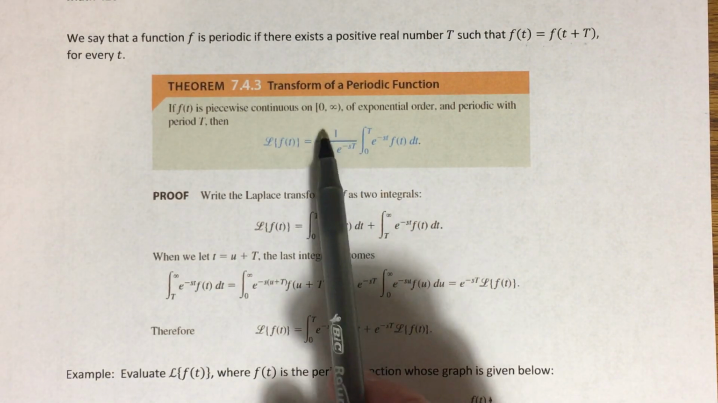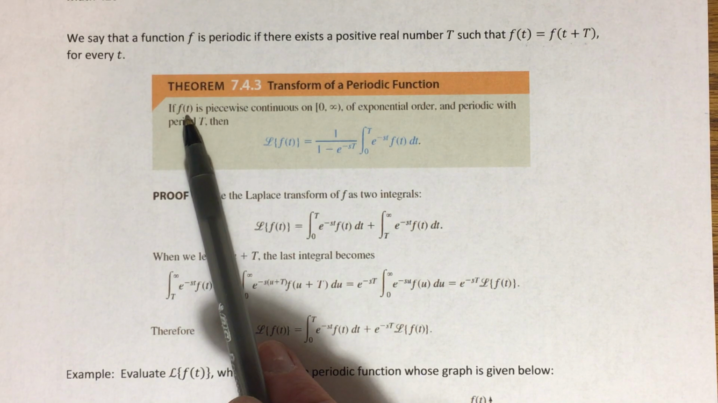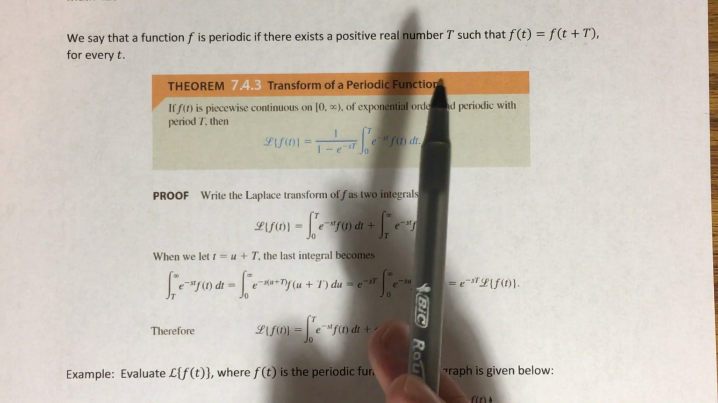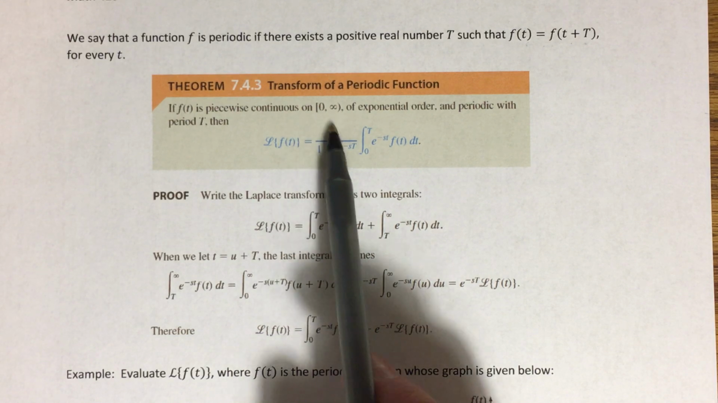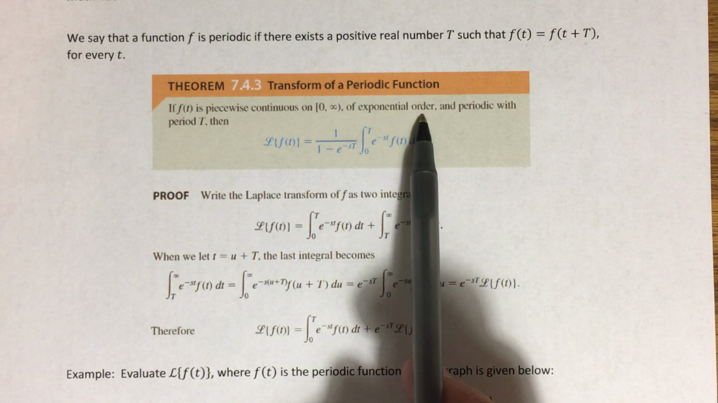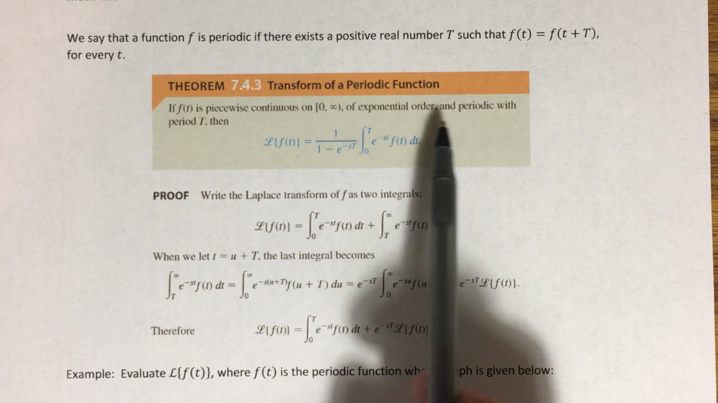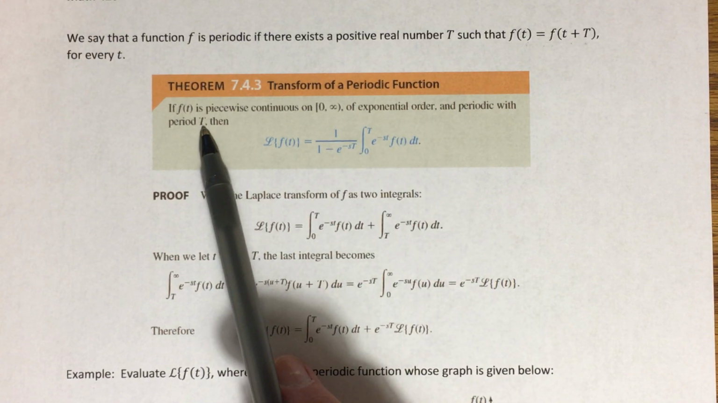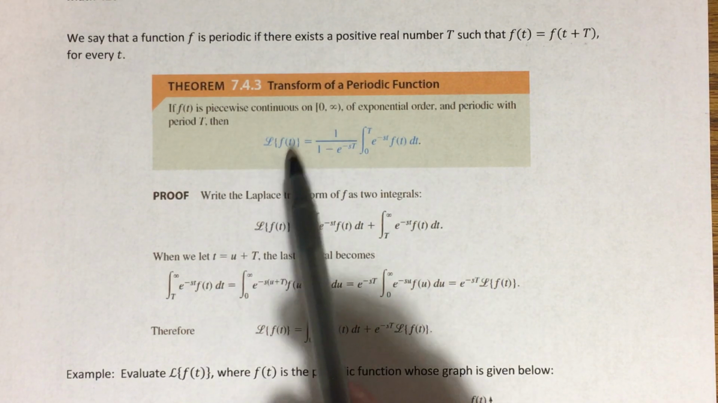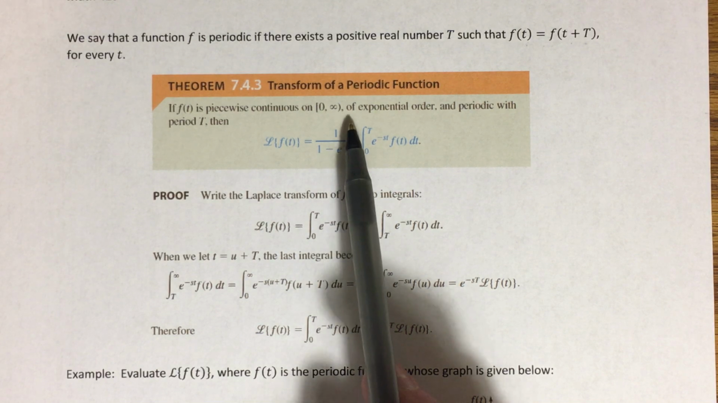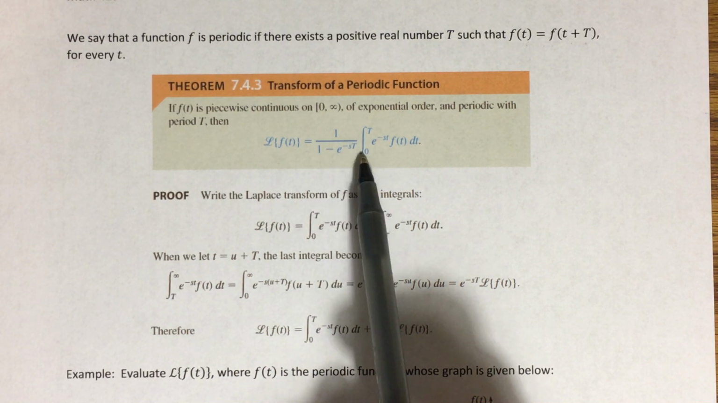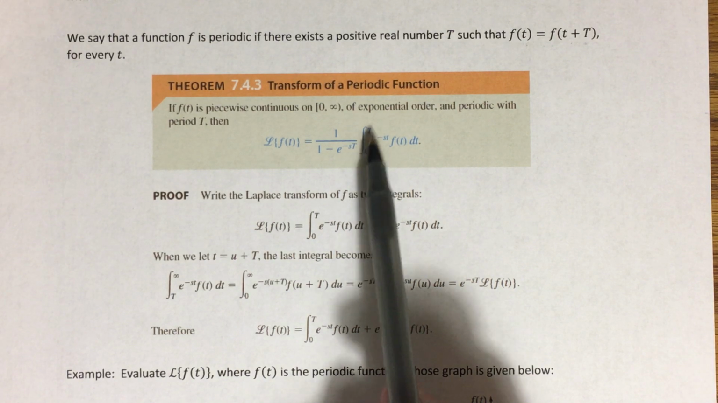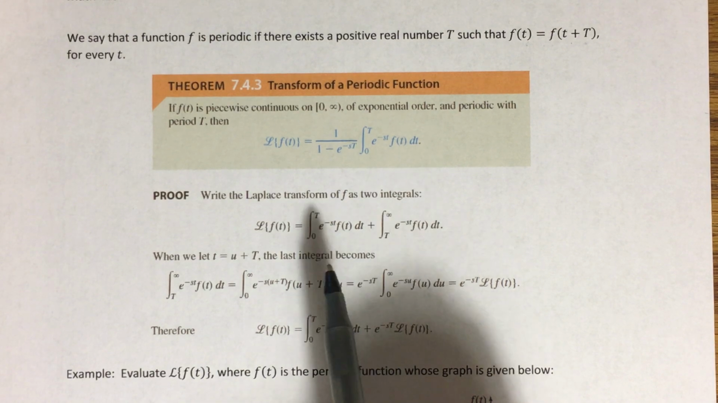Here's where we're going to use this with the Laplace transform. If we have a piecewise continuous function f of t, piecewise continuous on the non-negative reals, and if it's of exponential order, and if it's periodic with period T, then the Laplace transform of f of t is equal to this: 1 over 1 minus e to the negative s times capital T, the period, times the integral from 0 to capital T of e to the negative st f of t dt.